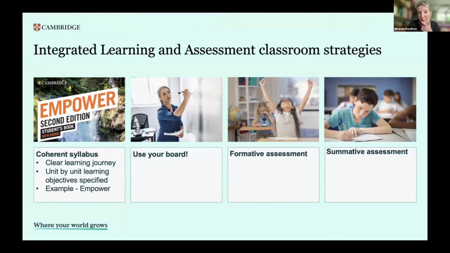And I've said an example would be Empower. Now, this is old technology, but I would always say use your board. Signpost your learning objectives on the whiteboard, on the blackboard, on your screens, but signpost them. Let your learners know what they're doing and what they're going to be able to do by the end of the lesson. And review them through the lesson. Don't forget that they're there.